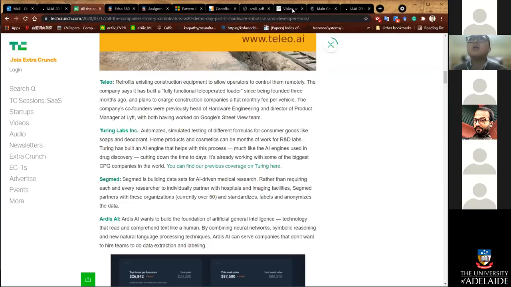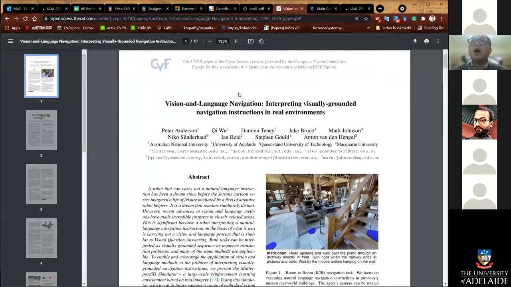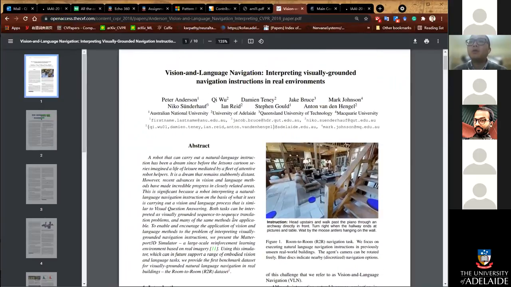For example, this is a paper we published in CVPR 2018. In this paper, we propose a new application, which is giving a human natural language instruction to a robot, and the robot needs to navigate to the right location. For example, head upstairs and walk past the piano through an archway. We give an instruction to the simulated agent, a simulated robot in a simulated environment, and we ask the robot to move to the right location. This is the kind of novel application we want to develop.